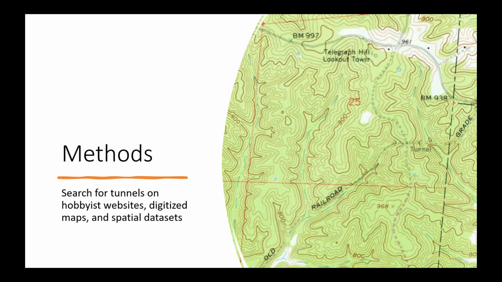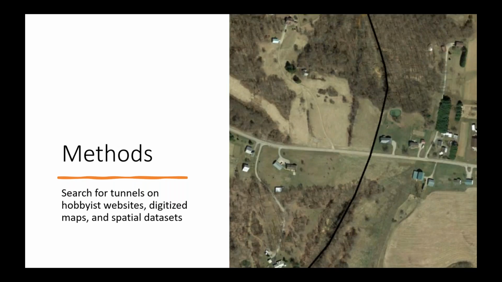So we used other spatial data sets. We used digital elevation models. We used satellite photos. Here's just a simple satellite photo with a black line laid over it, which is just a digital layer in GIS for an abandoned railroad line. And what we did is we looked for instances such as this.